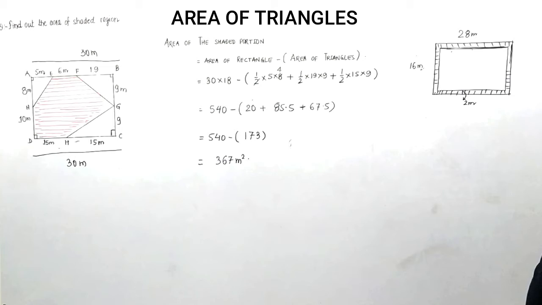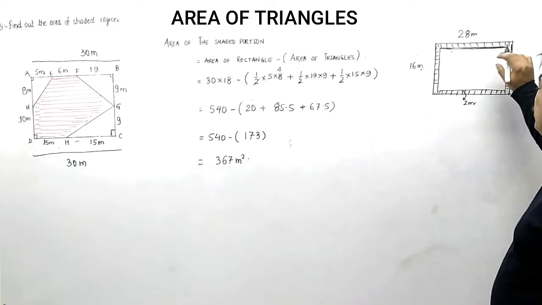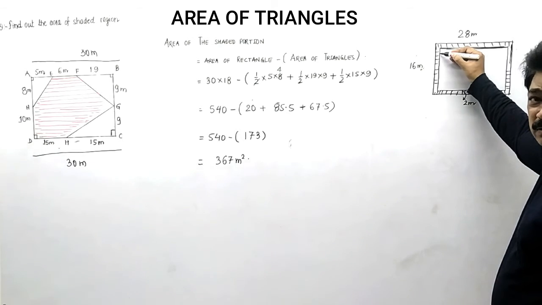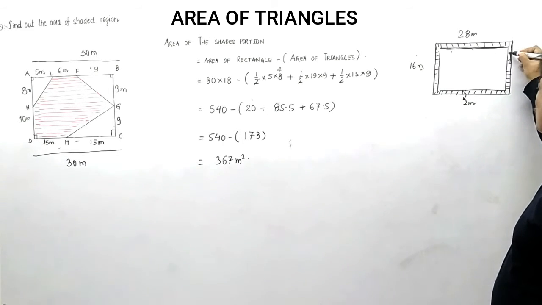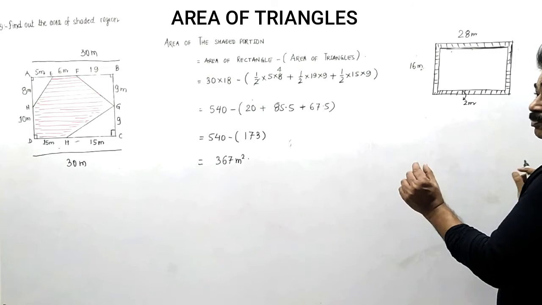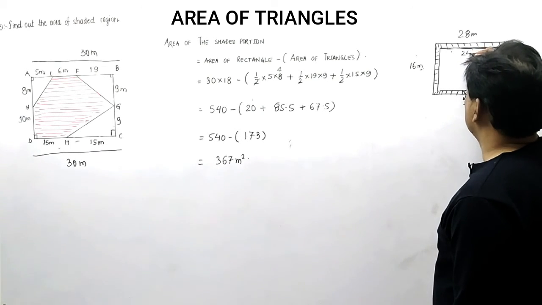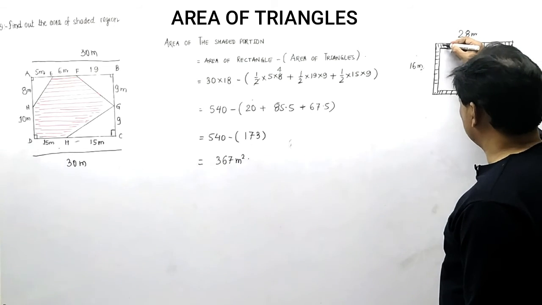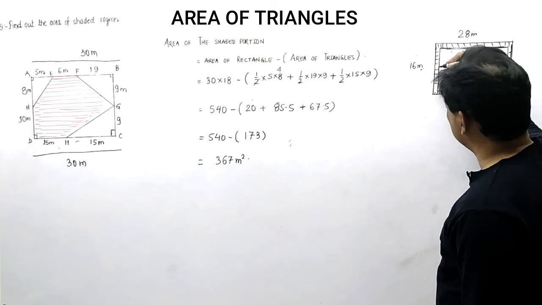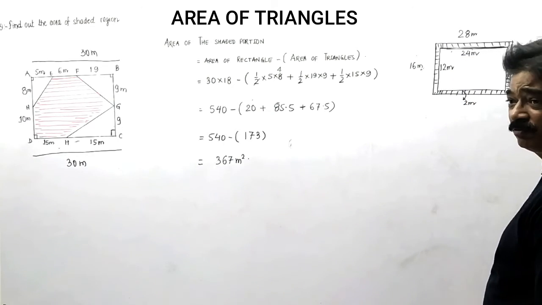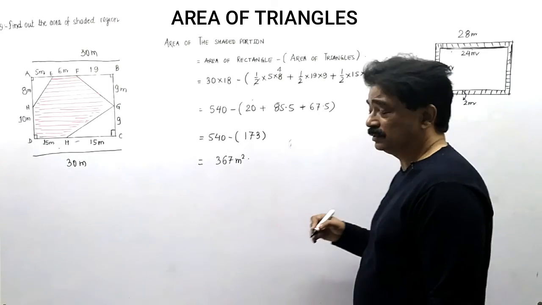So what we do is, we take the area of the outer rectangle and the area of the inner rectangle and subtract. But what will the inner rectangle length be? The outer length is 28, so I have to reduce 2 meters from each side. So 28 minus 4 will be 24 meter. And on this side also, 2 meters from each side, so out of 16, if I subtract 4 meters, it will be 12 meter.